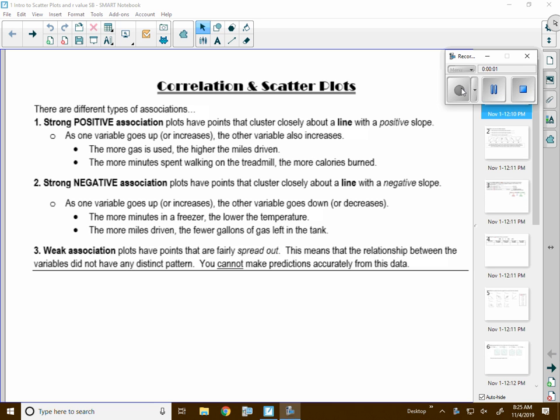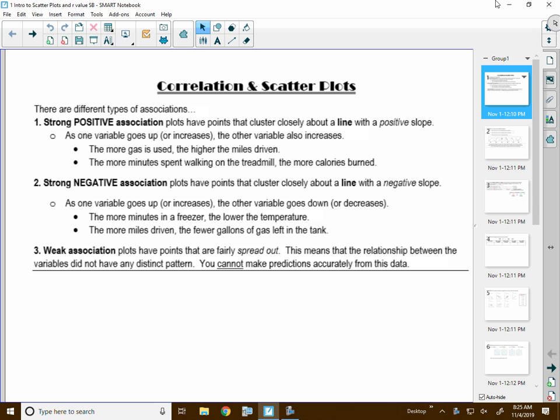Alright, we are going to do some scatter plots. Have you done correlation with scatter plots before? Yes. Okay, so hopefully some of this will be a little bit of review, and some of it will be new.